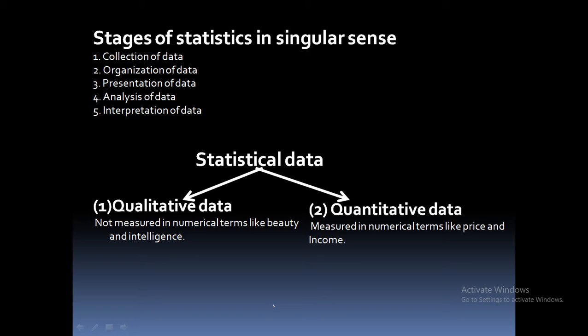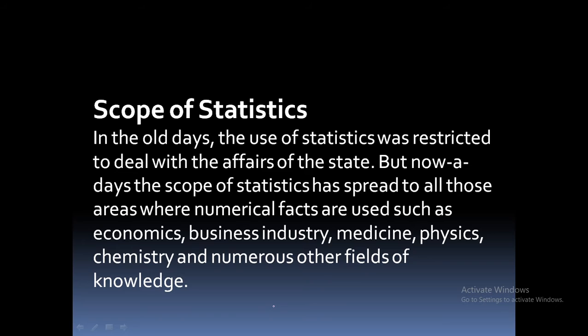The statistical data is further divided into two parts: qualitative data and quantitative data. Qualitative data is related to non-numerical terms, meaning when we take the information in the form of quality, for example, beauty, intelligence, smartness, etc. We cannot measure these in numerical terms; that is known as qualitative data. Quantitative data is that data which can be measured in numerical terms, for example, price, income. That is known as quantitative data.